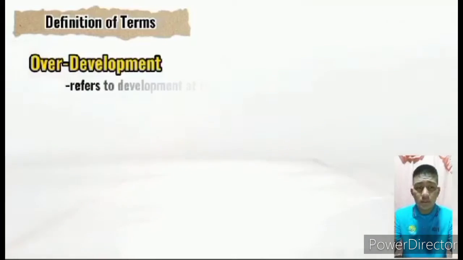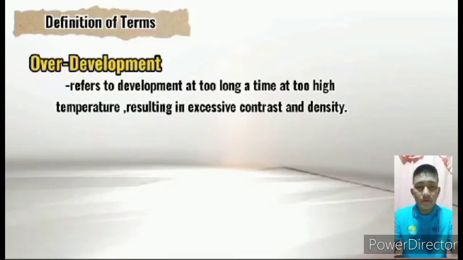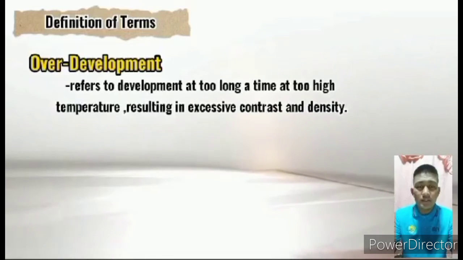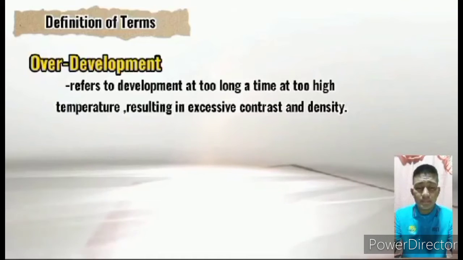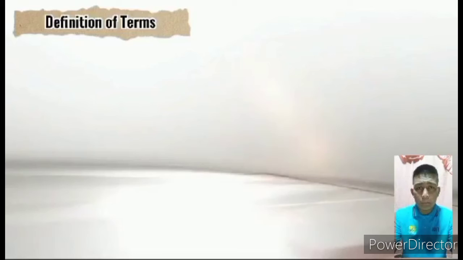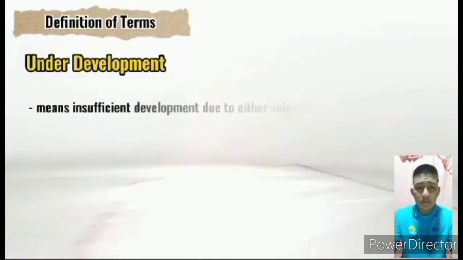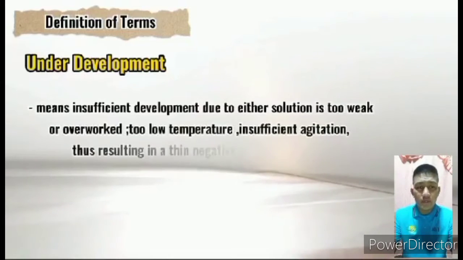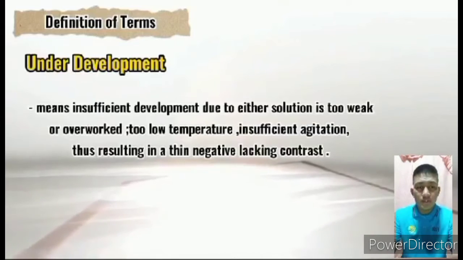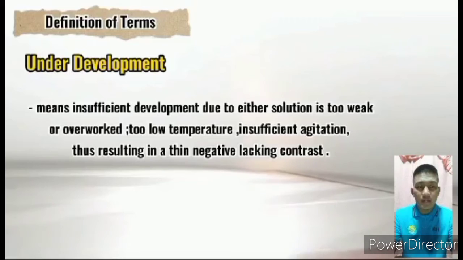Overdevelopment refers to development for too long a time or at too high a temperature, resulting in excessive contrast and density. Underdevelopment means insufficient development due to either a weak solution, too low a temperature, or insufficient agitation, resulting in a negative lacking contrast.